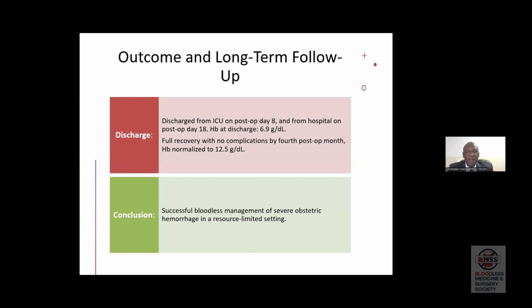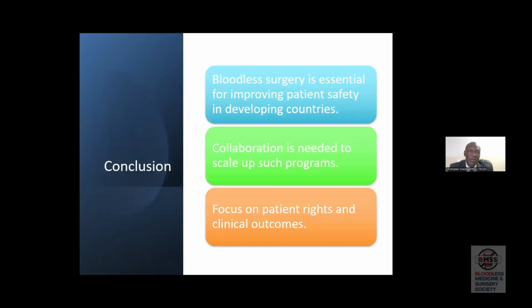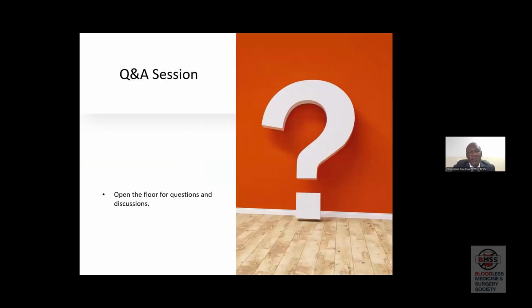With a good team, it is possible to achieve. So bloodless surgery is essential in improving patient safety in developing countries. Collaboration is needed to scale up such programs. With this collaboration, others can be taught how to make these multi-disciplinary programs. The focus really is on patient rights and clinical outcomes. So it is possible to have bloodless programs in developing countries, and it can help to achieve the goals that the World Health Organization and all the member countries have implemented and want to achieve.